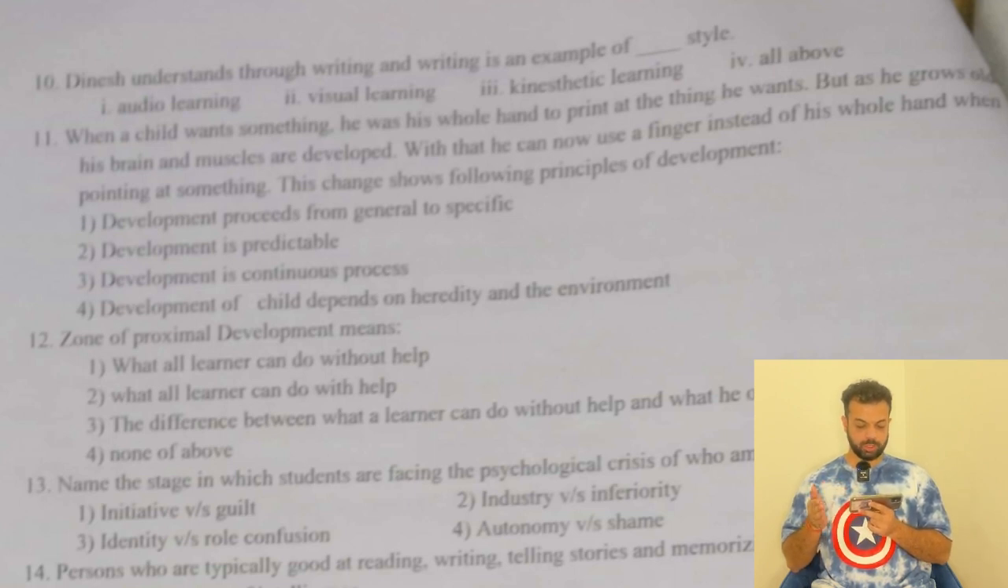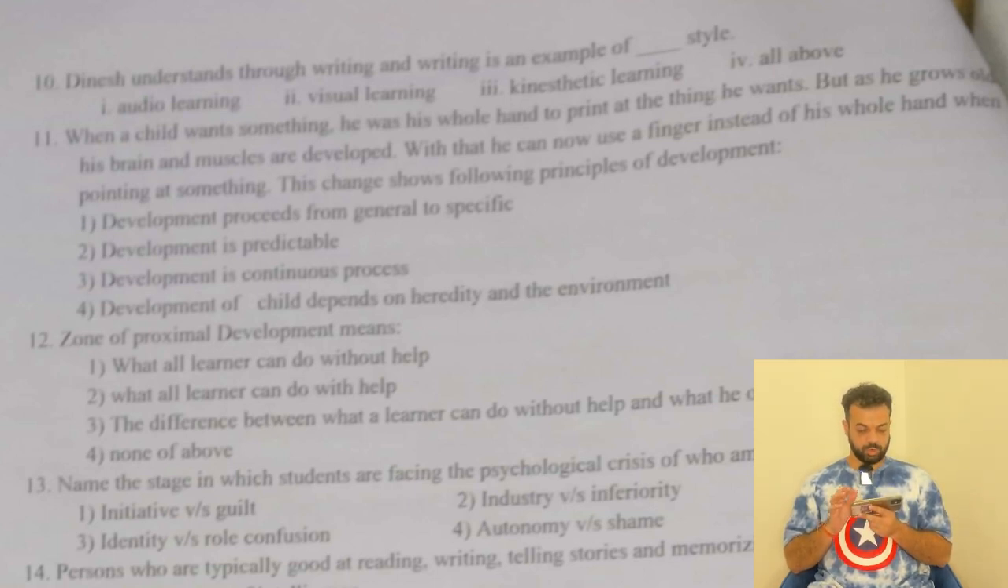When a child wants something, he uses his whole hand to point at the things he wants. But as he grows old, his brain and muscles are developed. With that, he can now use his fingers instead of whole hand when pointing at something. This change shows following principle of development. First, second, third, and fourth. 4 options are given. You can choose the correct one. Which stage of that child is being shown in these options, this progress.